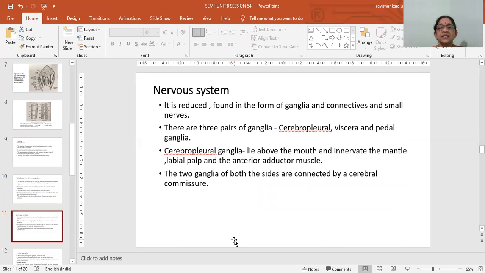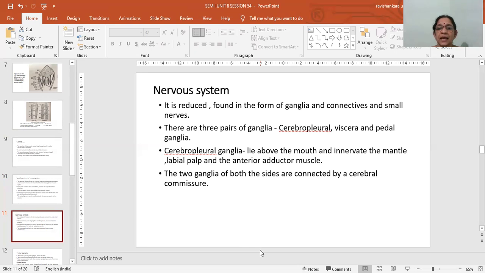And coming to the nervous system in this animal, it is very much reduced and found in the form of ganglia, connectives, and small nerves. There are three pairs of ganglia: anteriorly the cerebropleural ganglia, in the middle the visceral ganglia, and posteriorly in the foot region the pedal ganglia. All are bilobed structures.